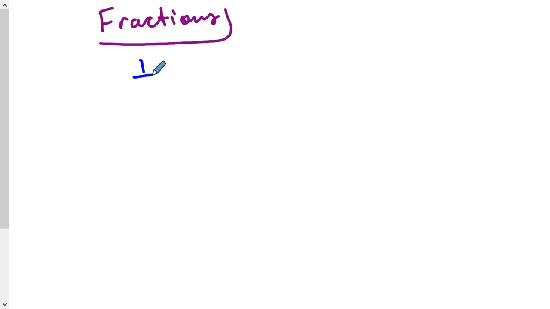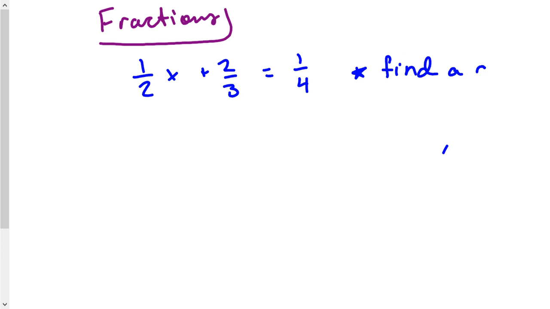Let's worry about fractions. Okay. So how do you get rid of a denominator? And we need to get rid of multiple denominators. So let's go like this. We have 1 half x plus 2 thirds is equal to 1/4. Well, what we need to do is we need to find a common denominator.